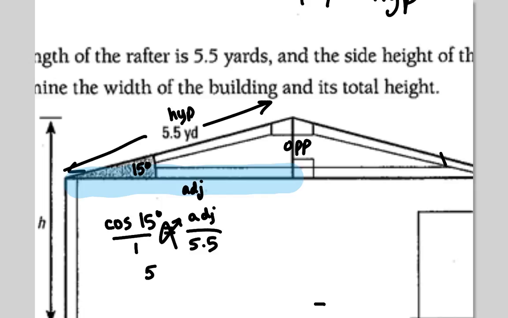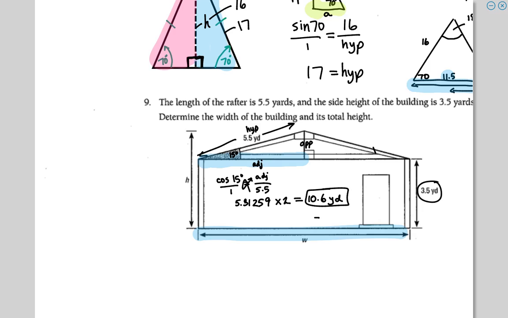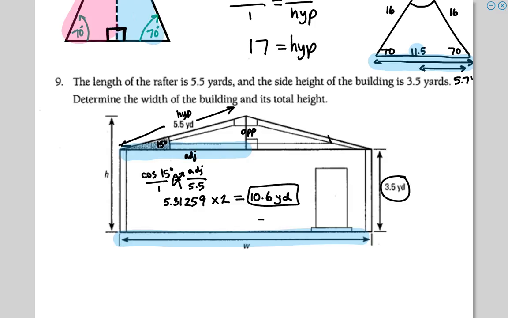I got 5.31259, bunch of decimals, so I'll times this by 2. And then I'll round. I got 10.6 yards for the total distance across. So I know this is W.